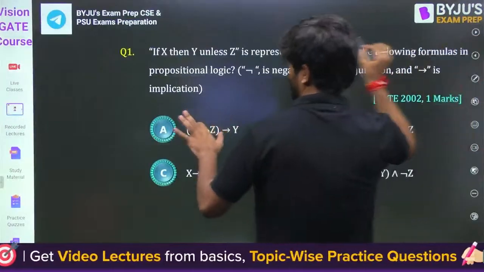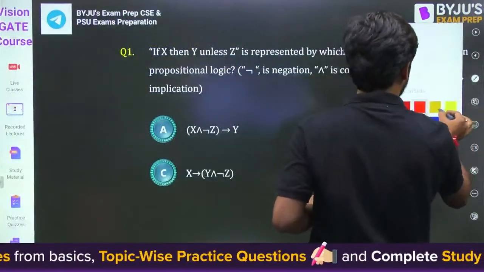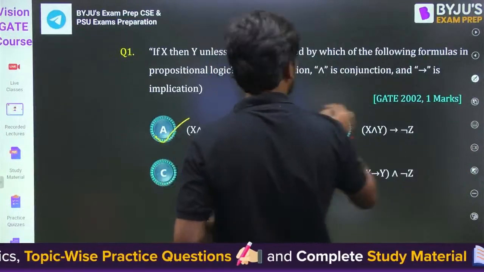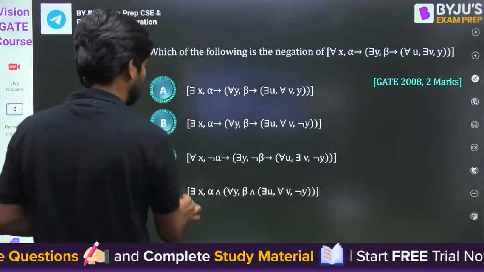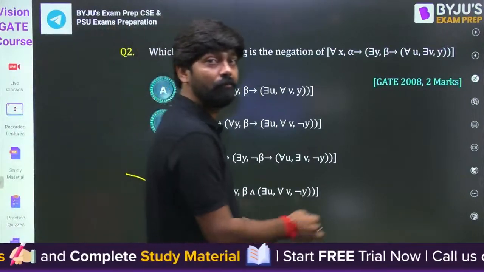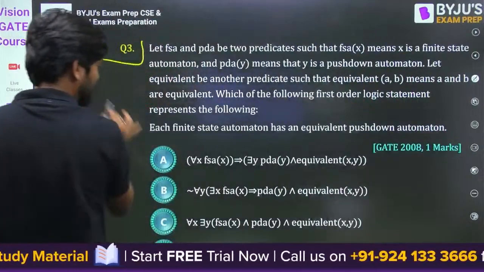Now see clearly, we have solved this question and the answer is A. We solved this in the last class. And we have also solved this question and the answer is D. Negation they are asking. Answer is D. And we have solved this third question also, and the answer is A.